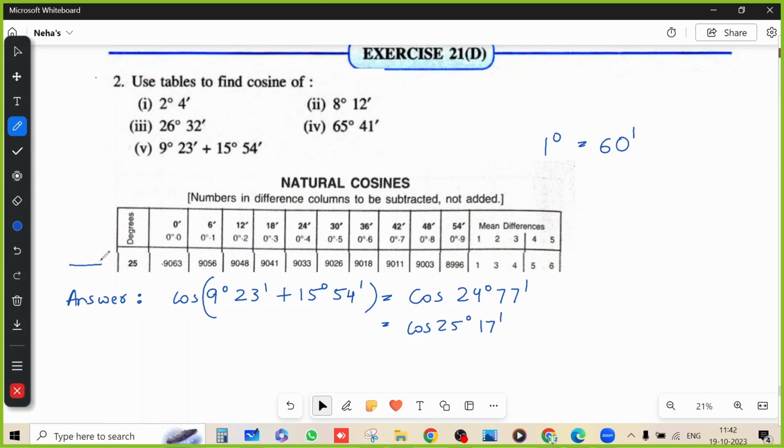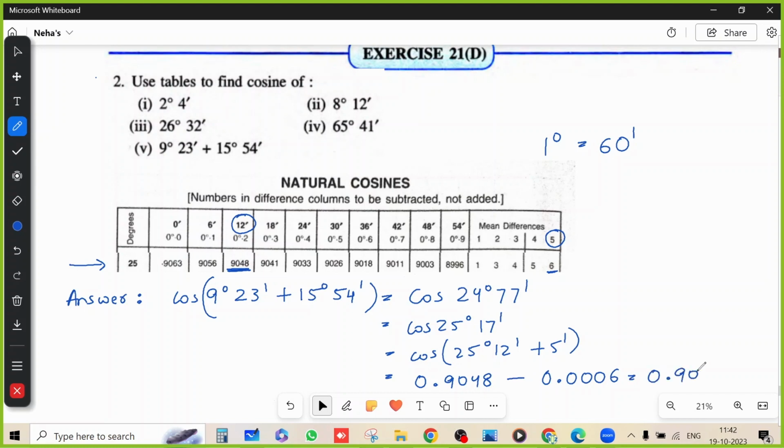Now we will refer to the row of 25 degrees here, and you can see that we do not have 17 minutes here. So the number which is lesser than 17 minutes is 12 minutes here. We will use this value, and now the gap between 17 minute and 12 minute is 5 minute. So these two values will be used. It can be written as cos 25 degree 12 minute plus 5 minute. The values are 0.9048 and 0.0006, but please remember that you have to subtract the values in case of cosines. This will be equal to 0.9042.